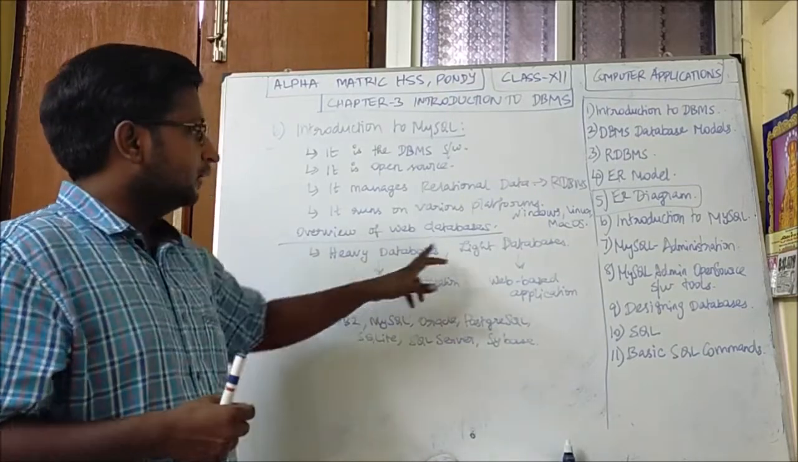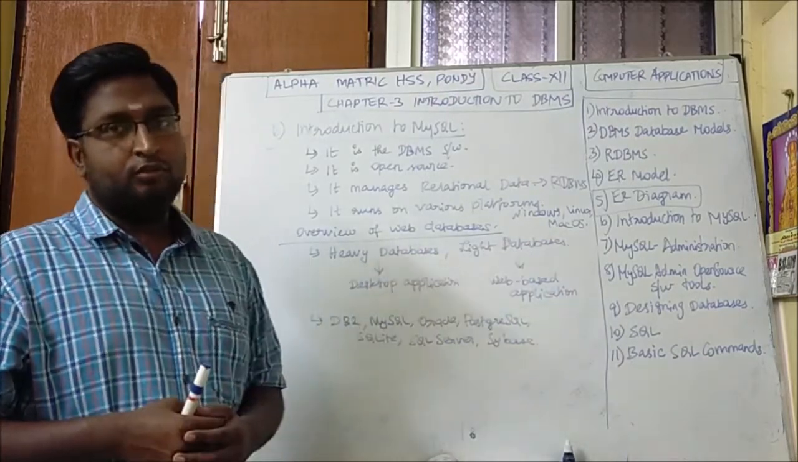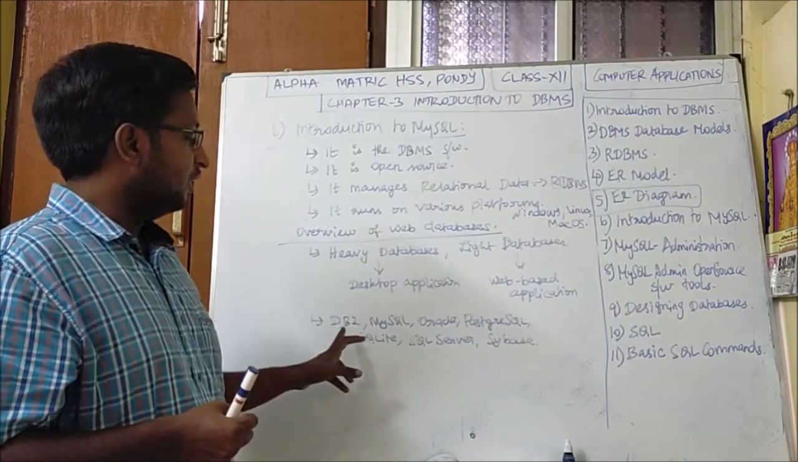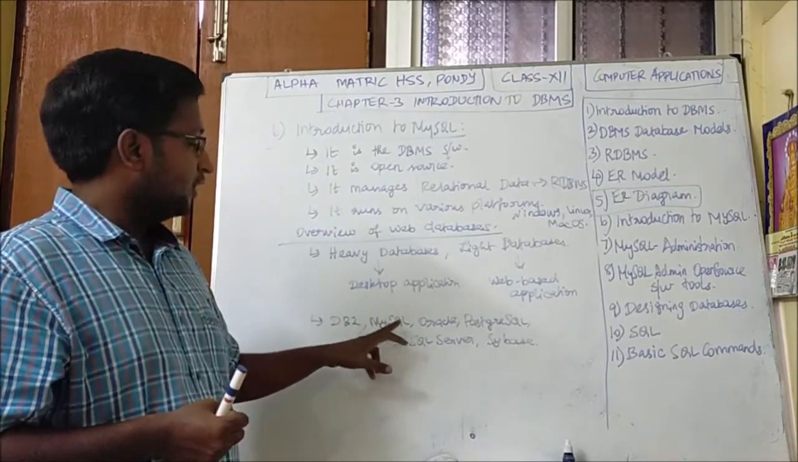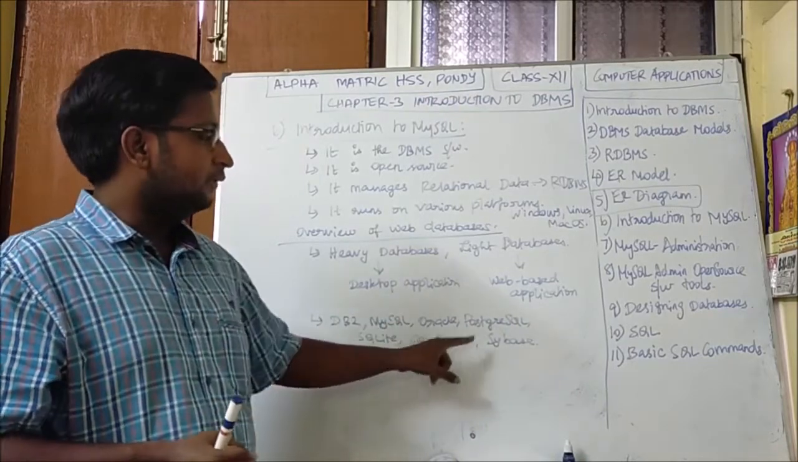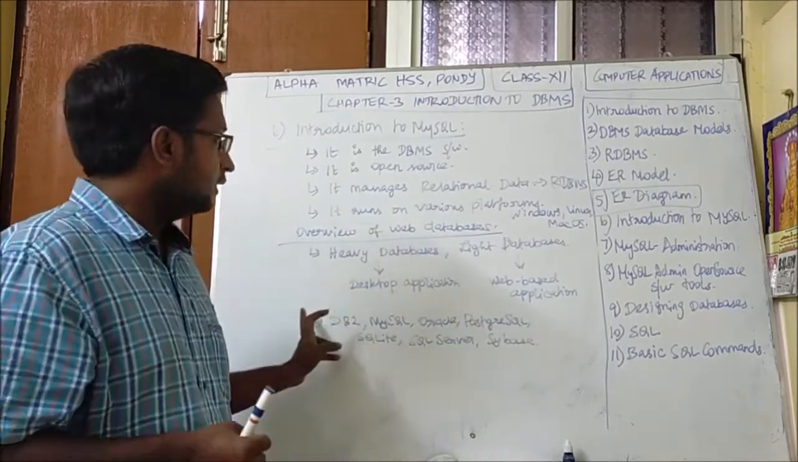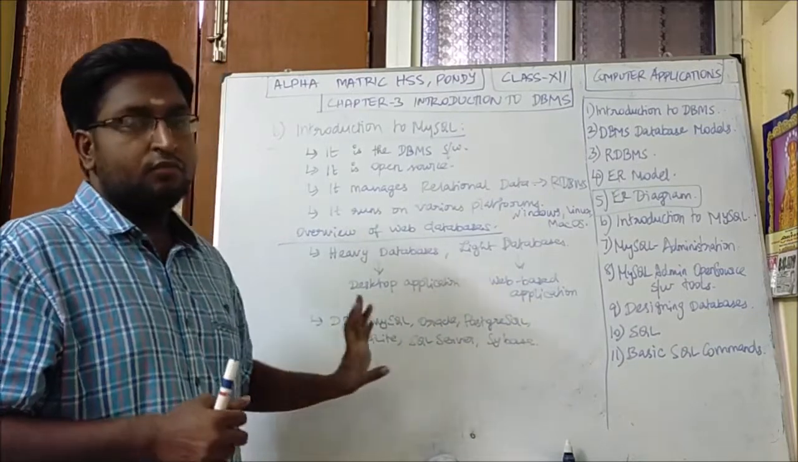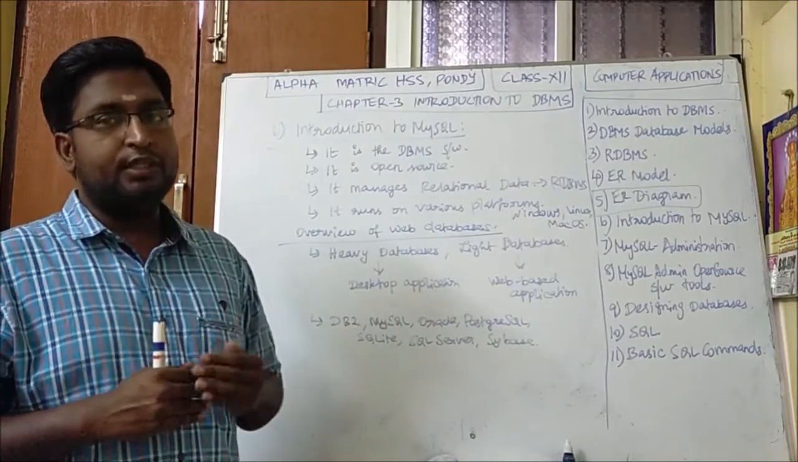To overcome that, they developed the light database. The light databases are DB2, MySQL, Oracle, PostgreSQL, SQLite, SQL Server and Sybase. These are the various light databases used for web-based applications.